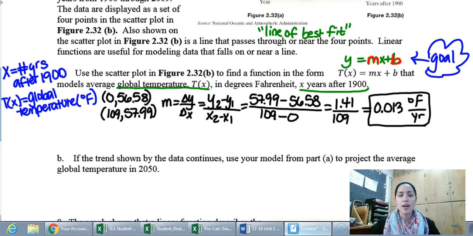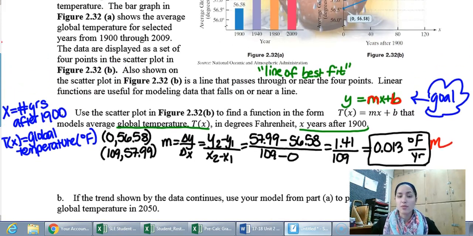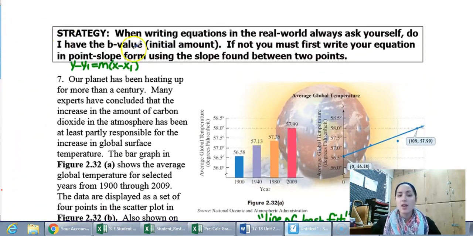Okay, we've got our value for m. We just calculated the slope. Now we need to ask ourselves about b. And this is where that strategy at the top can really help us out. Notice it said, when writing equations, ask yourself, do I have the b value, the initial amount? Well, that is always going to be in the form of 0, comma, a number.